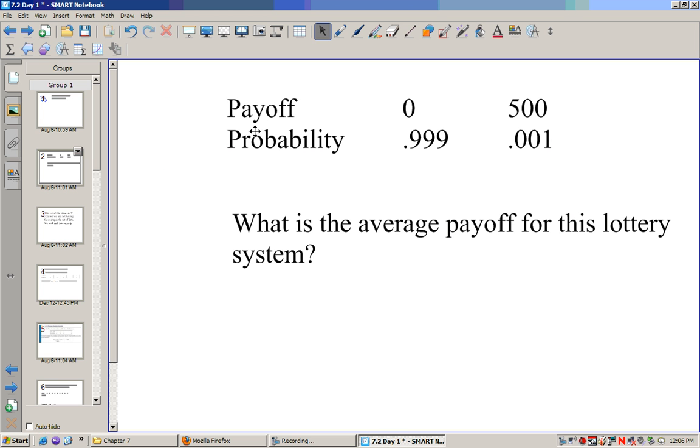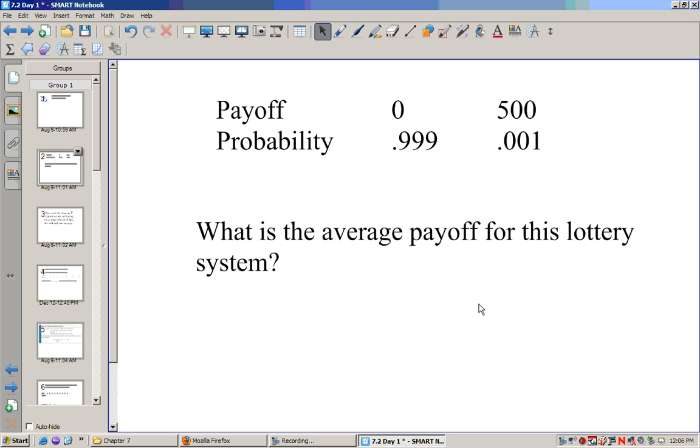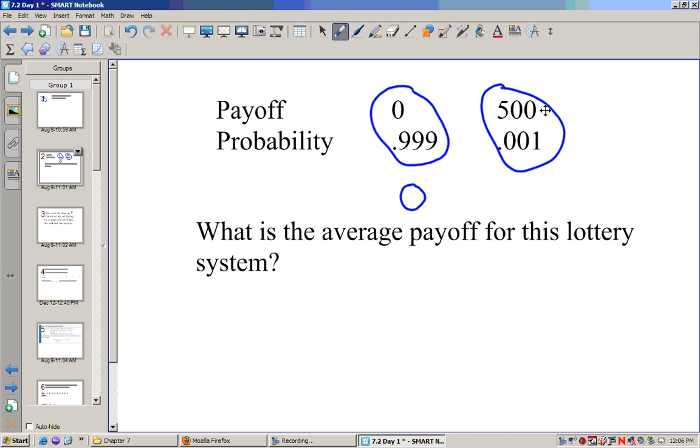Now, we're going to start out with a probability distribution, and we want to find out what the average payout for this lottery is. In order to do that, we have to multiply our x variable and our probability. So 0 times anything is 0. 500 times 0.001 is 0.5. Now if we add up these values, which will just be 0.5, this will be the average payoff for the lottery. Now obviously nobody in the lottery will get 50 cents.